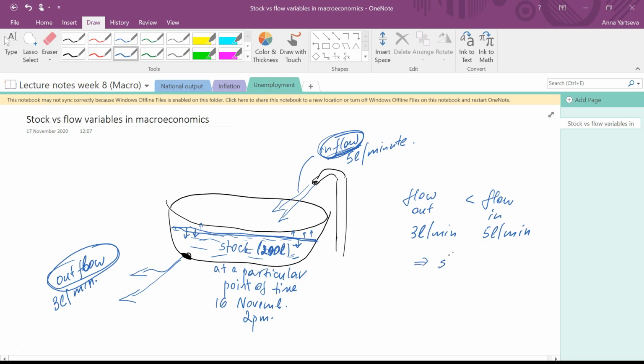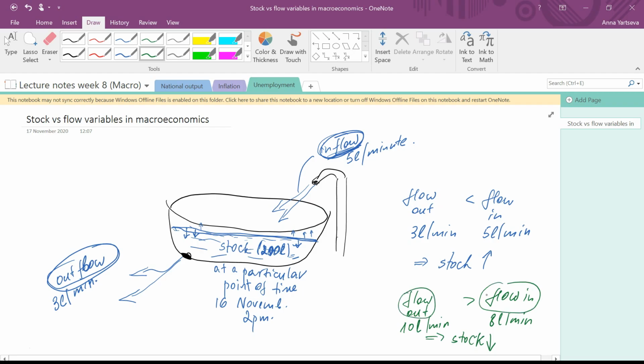It implies that the stock will increase. On the other hand, if we have the opposite situation, if flow out is stronger, for example, 10 liters per minute, then even if we add quite a lot of water to this bus, flow in is, let's say, 8 liters per minute, the stock will reduce because flow out is stronger than flow in. So strictly speaking, the stock, the amount of water at a particular point of time, depends on the strength of flows in and flows out.